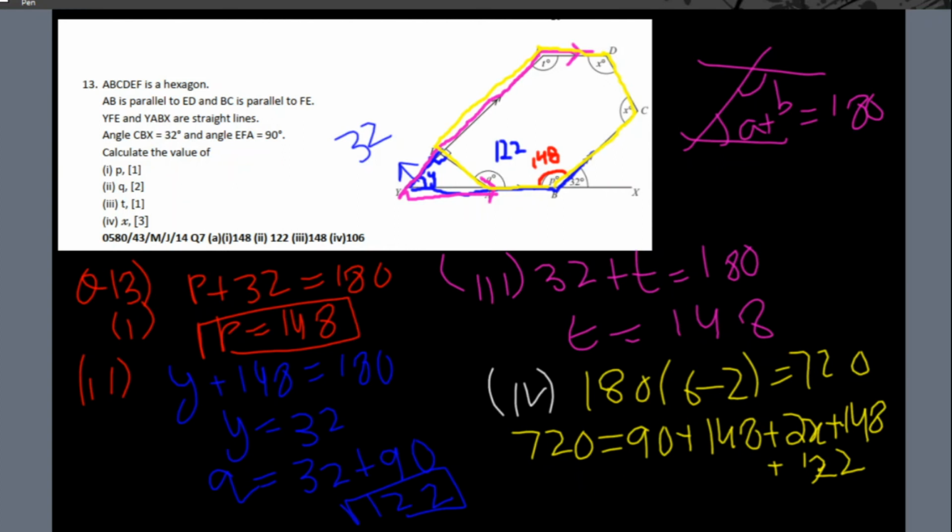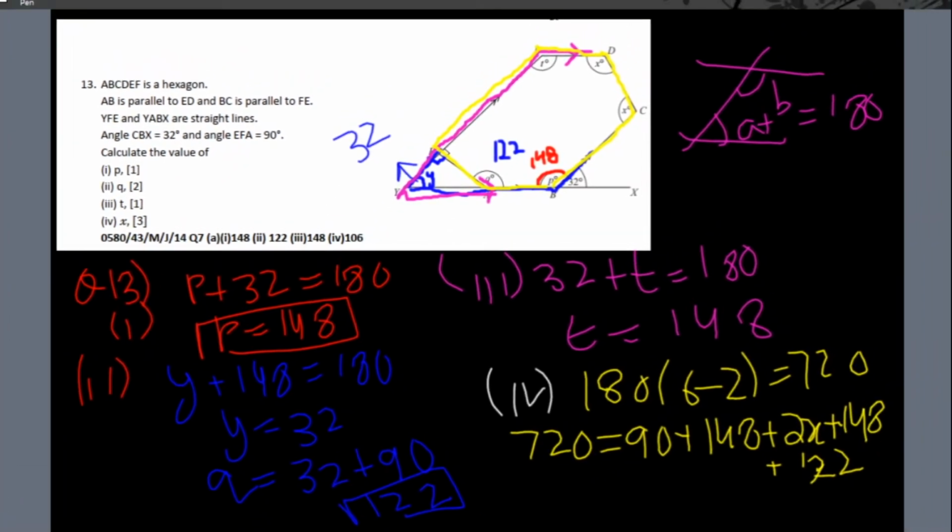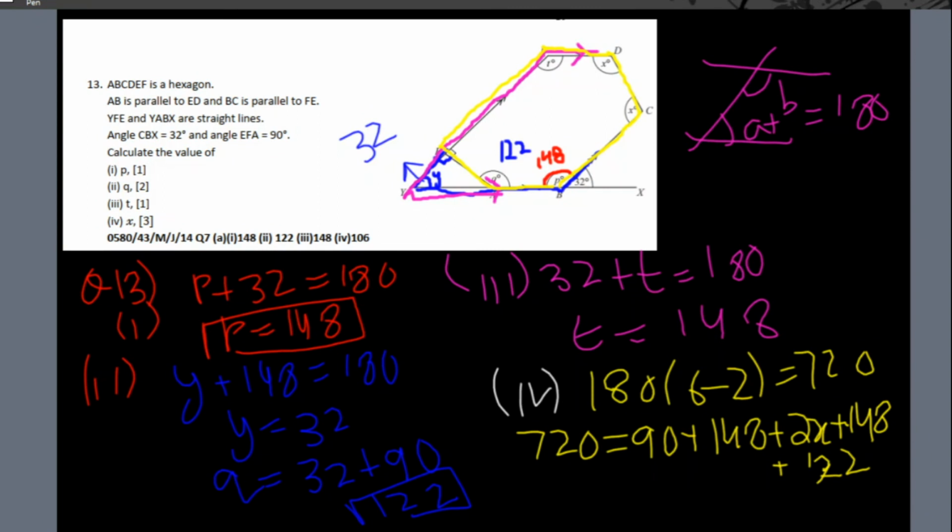106. So 106 is the answer. Just a second, 2x becomes 212, and when we divide it by 2 we get 106, which is the value for x.